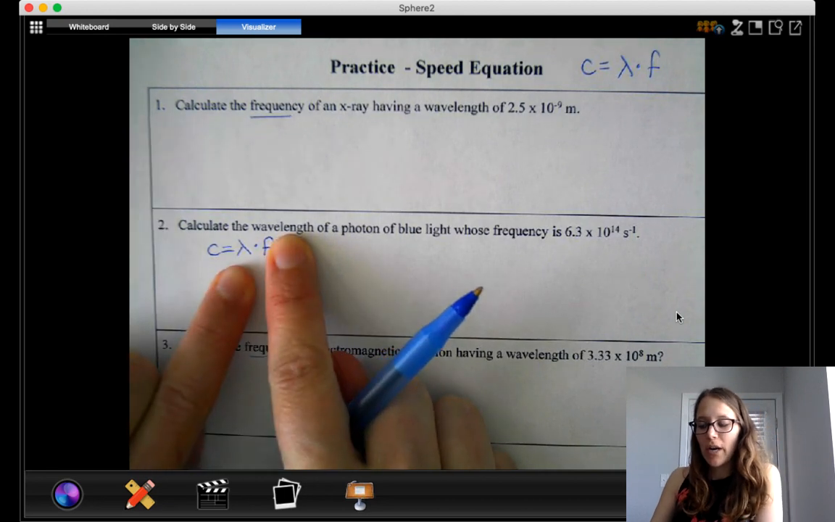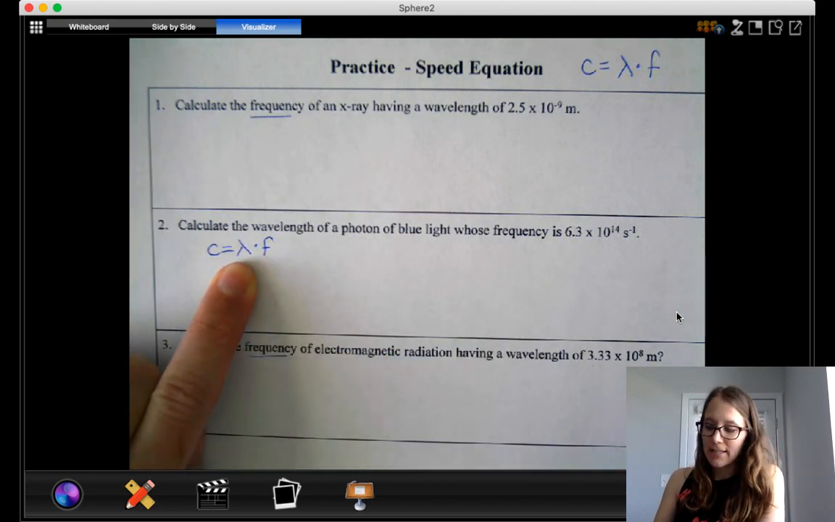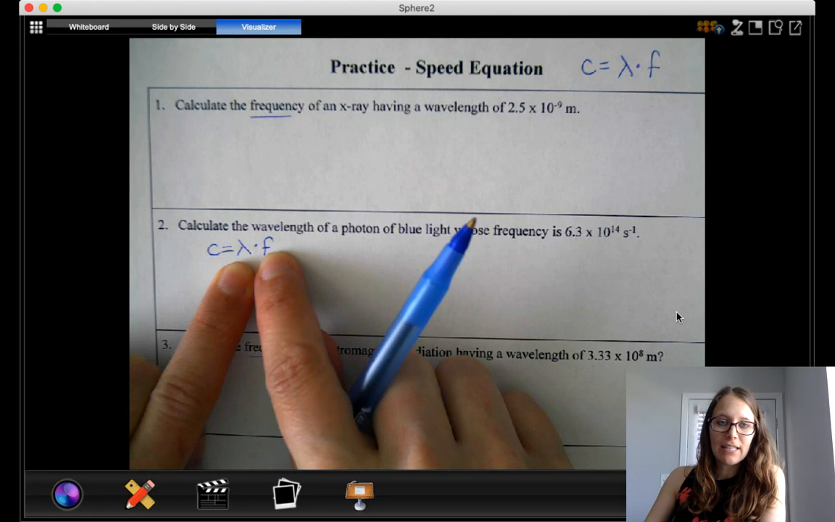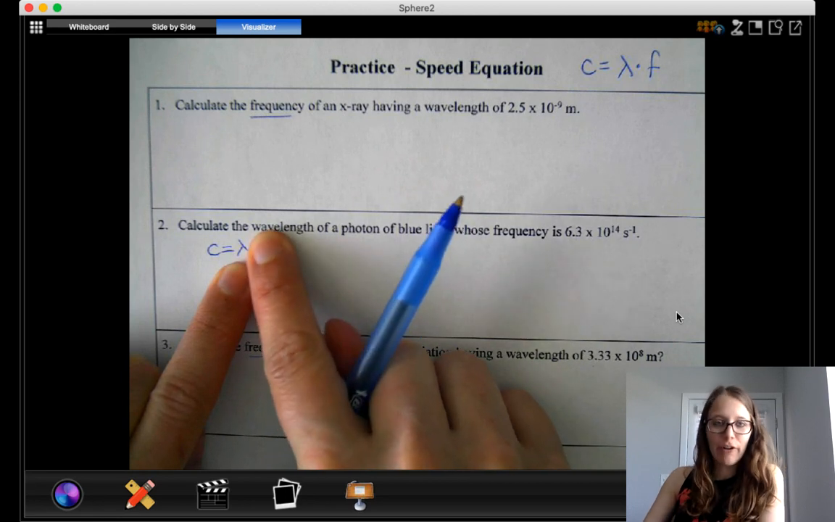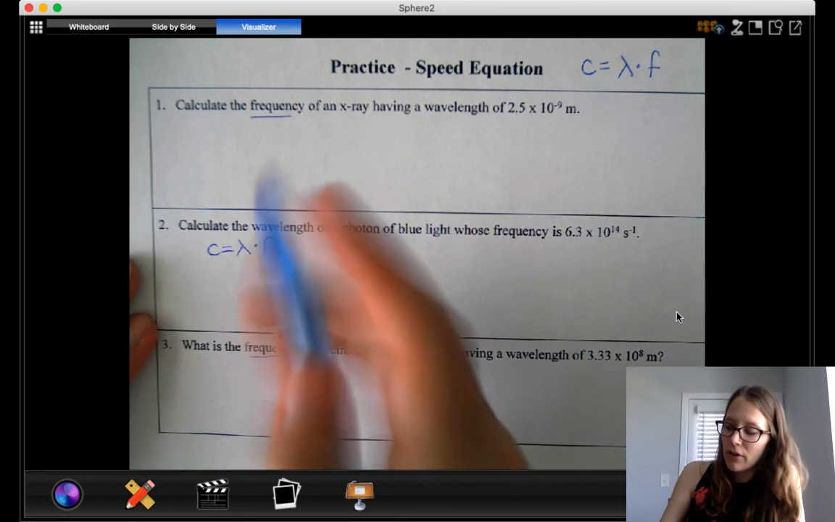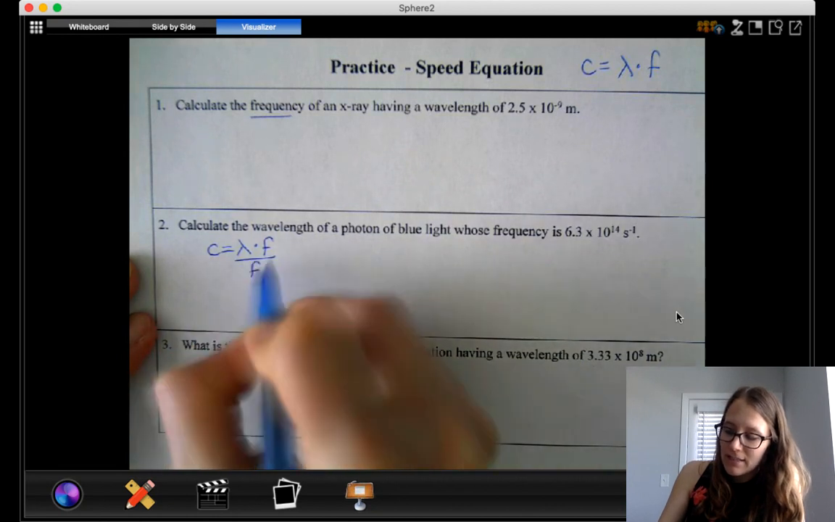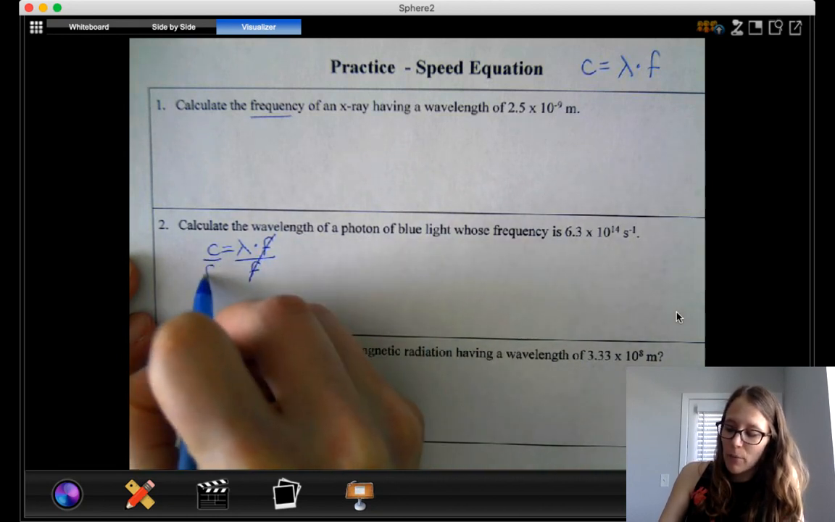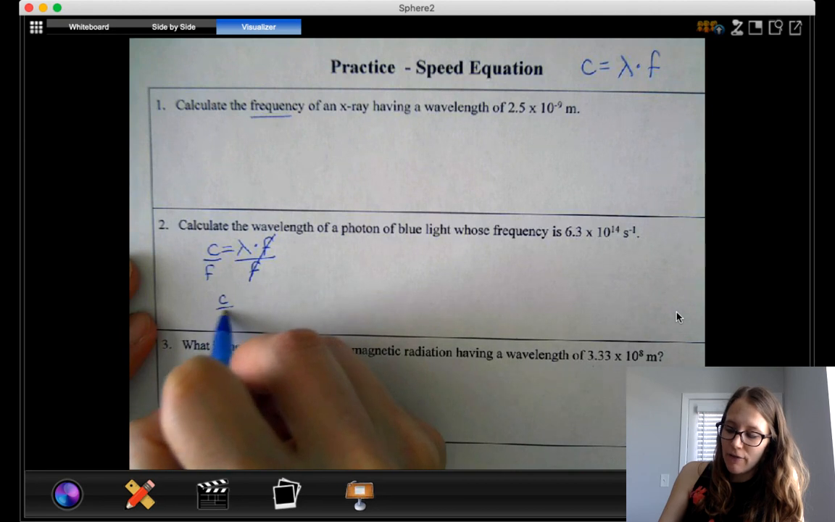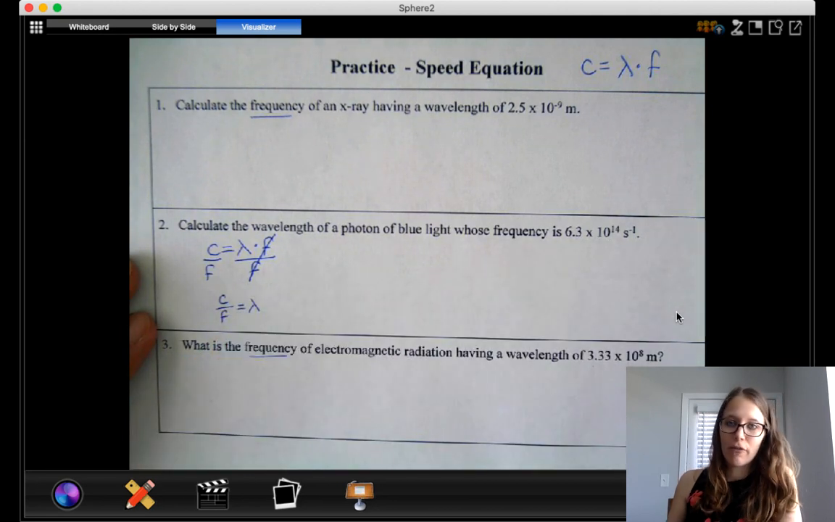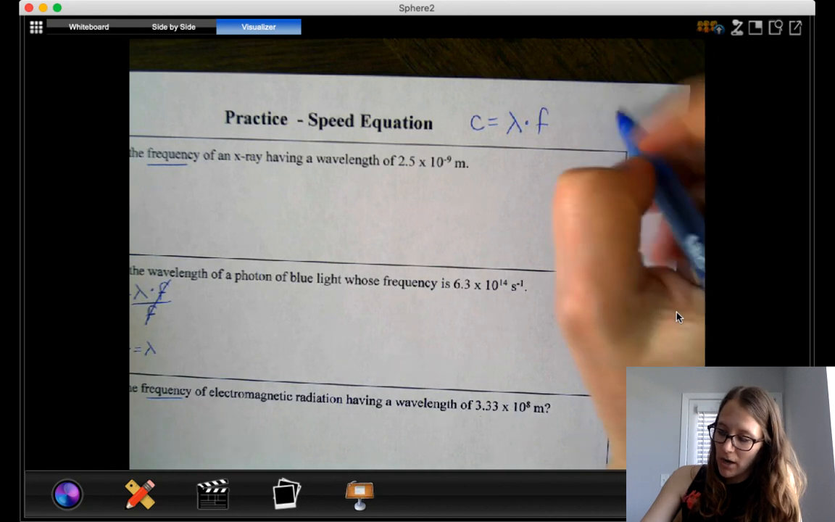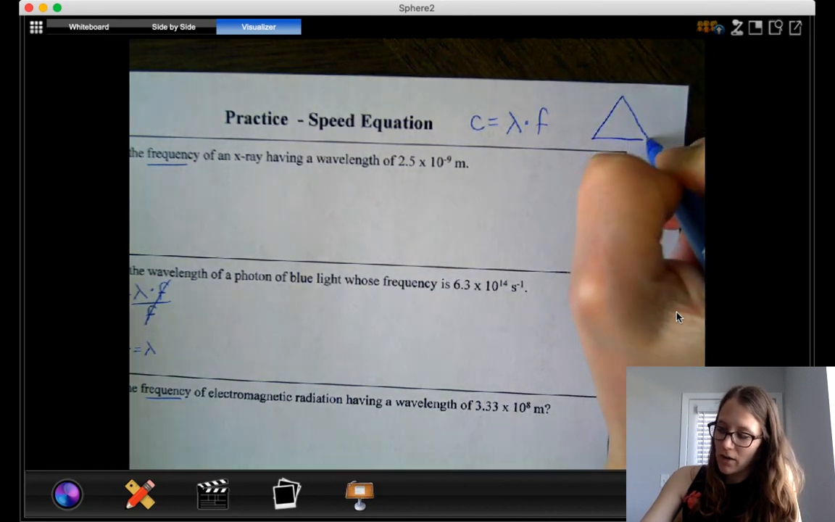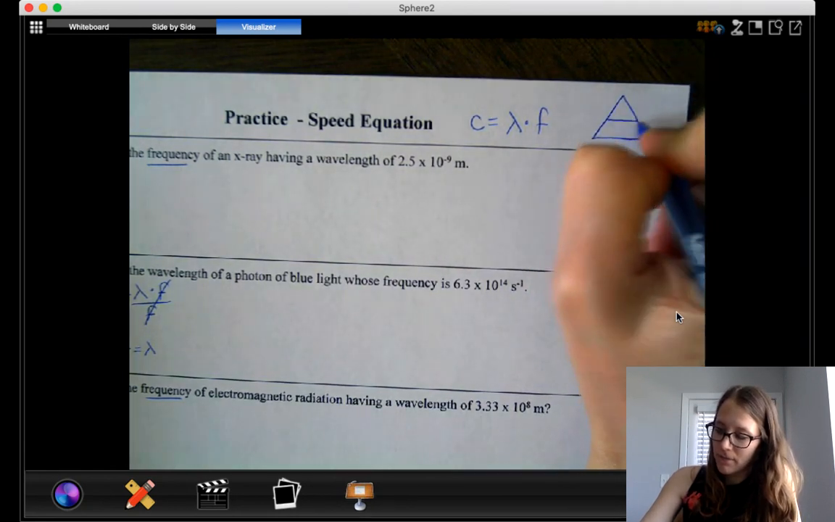So I need to rearrange the equation to get wavelength by itself. Right now, wavelength is stuck with frequency. I need to get rid of frequency so that wavelength's by itself. The way that I do that is I divide by f on both sides so that I have wavelength by itself. Again, if you like the triangle method, you can copy down that triangle that I had drawn.